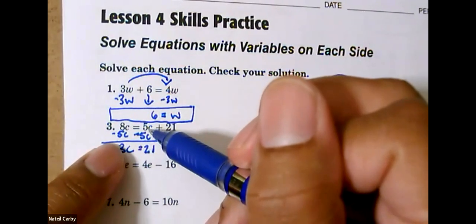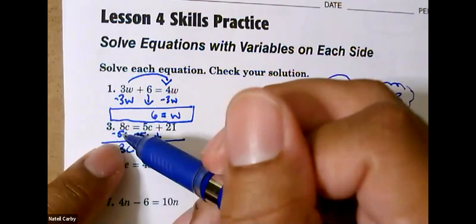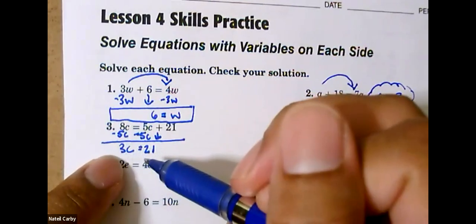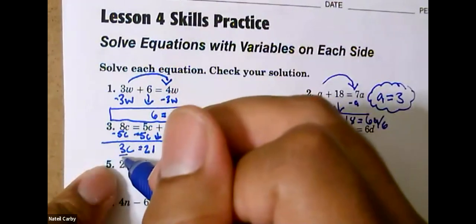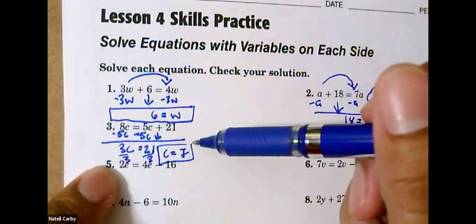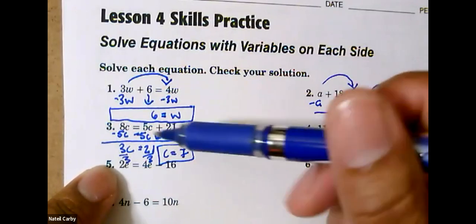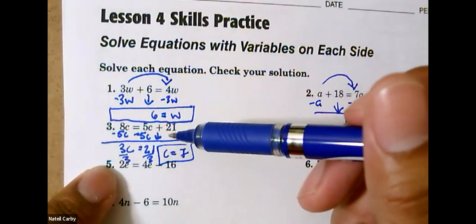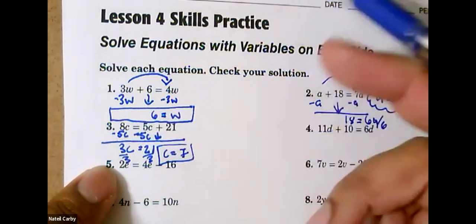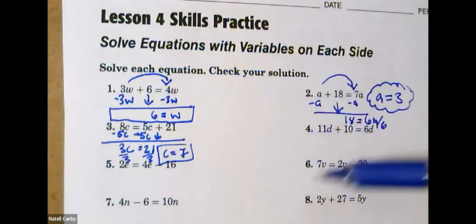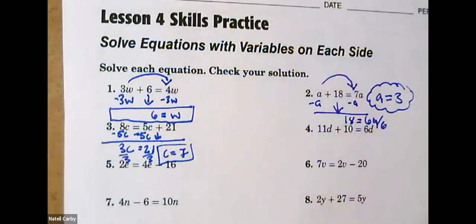That's why you want to move the smaller variable to the larger variable, because it makes the work a lot easier for you. Divide by 3, C is equal to 7. Then you can check it if you want. 5 times 7 is 35, and 35 plus 21 is 56. And 8 times 7 is 56. It all works out. These are some of the easier ones, so I don't anticipate you running into problems here.